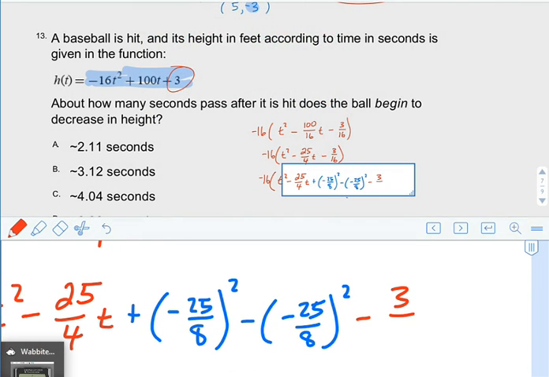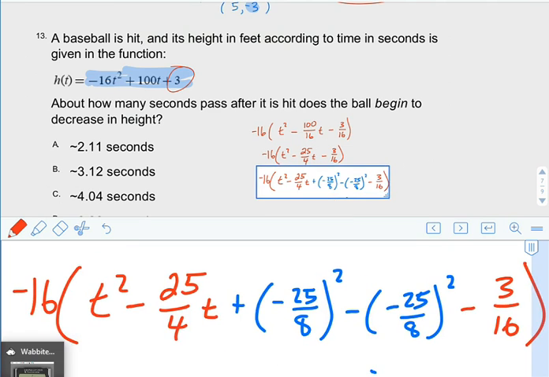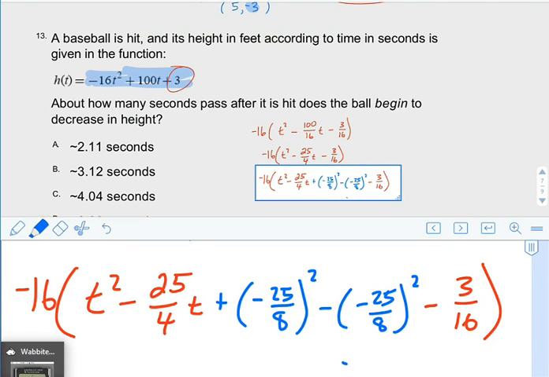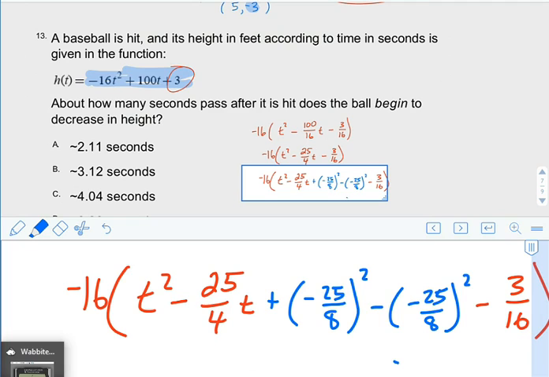Minus 3/16. Did you see what I did here? It's the same thing as completing the square. Half of 25/4 is 25/8, or negative 25/8. It's just half of that. You multiply it by 1 over 2. 25 times 1 is 25. 4 times 2 is 8. So that's that half value.